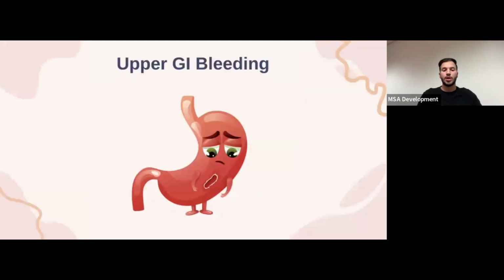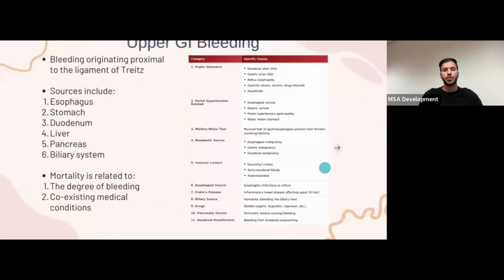Now we're going to talk about upper GI bleeding. We tell that this is an upper GI bleeding not because of the symptoms it causes, but because of the place that the bleeding is coming from. So bleeding originating proximal to the ligament of Treitz, we call upper GI bleeding. It's the junction between the duodenum and the jejunum. The sources include the esophagus, stomach, duodenum, liver, pancreas, and biliary system. Mortality is related to the degree of bleeding and the coexisting medical conditions.